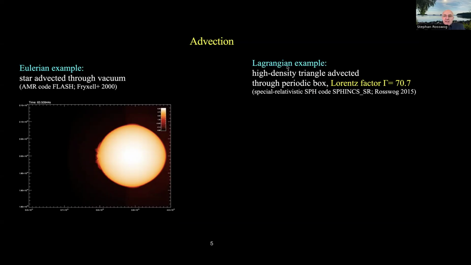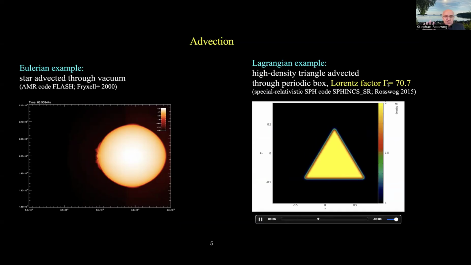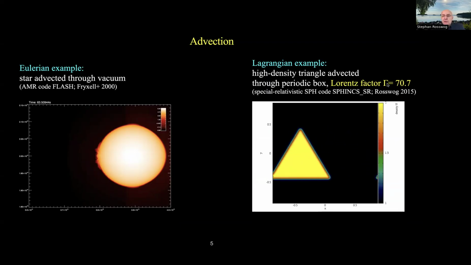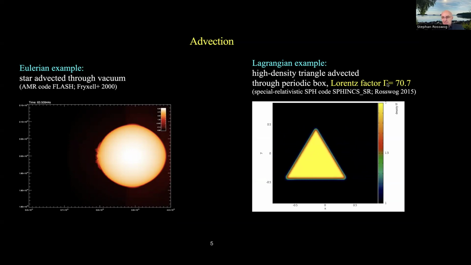Now I'm showing here an example with a Lagrangian method, a relativistic SPH code. And the problem that I'm showing is actually substantially harder. It is a high density triangle that is moving at a Lorentz factor of close to 71 through a box with periodic boundary conditions. And you see there's zero change. There's nothing that is happening despite the fact that we have these edges here.